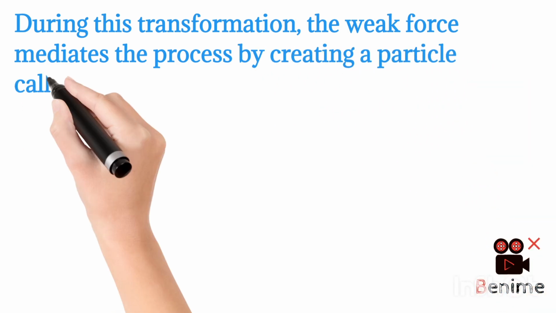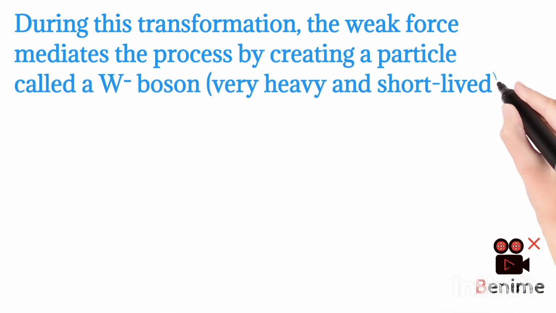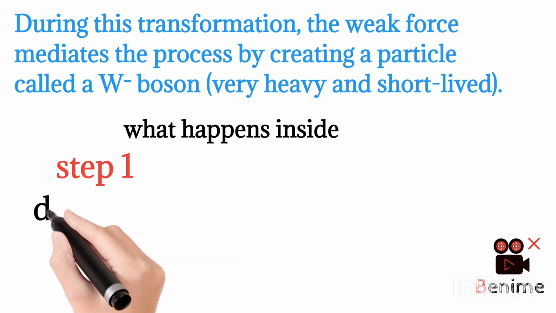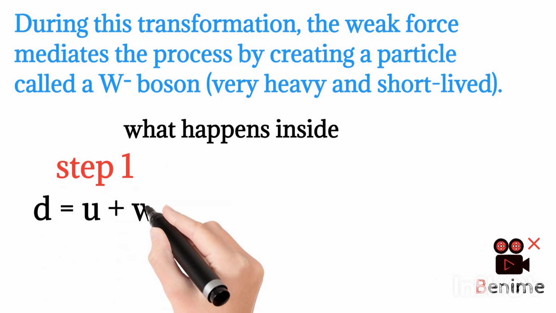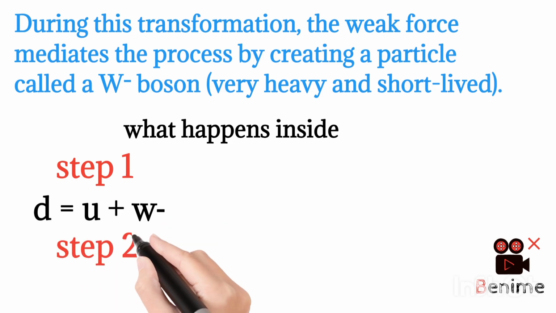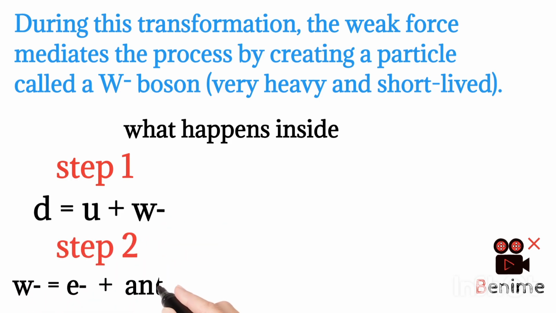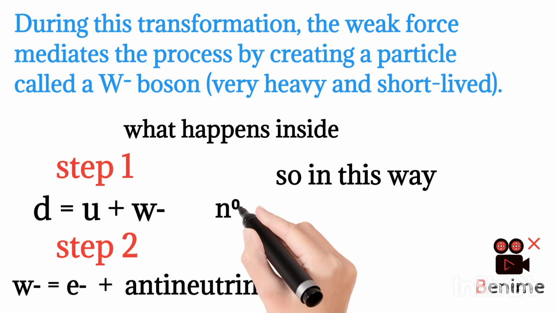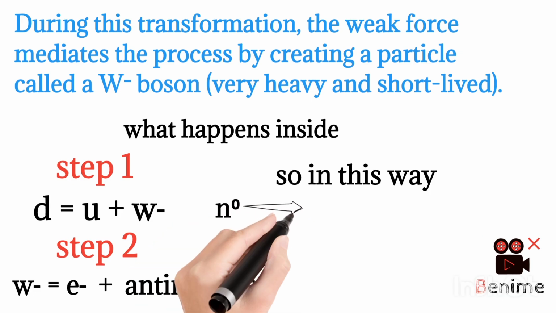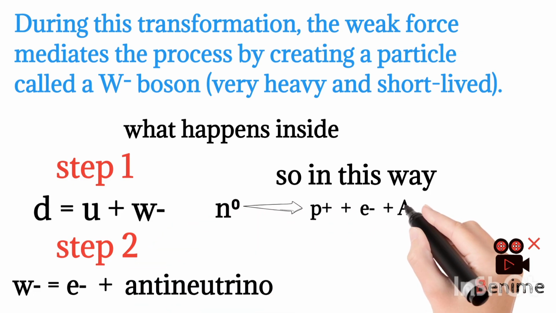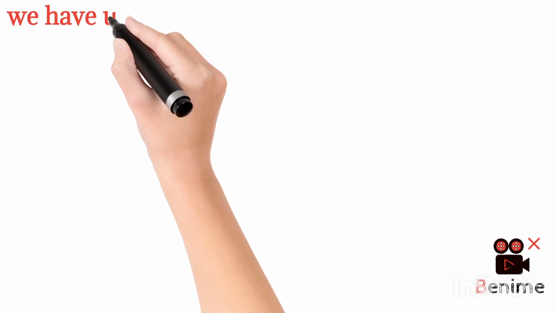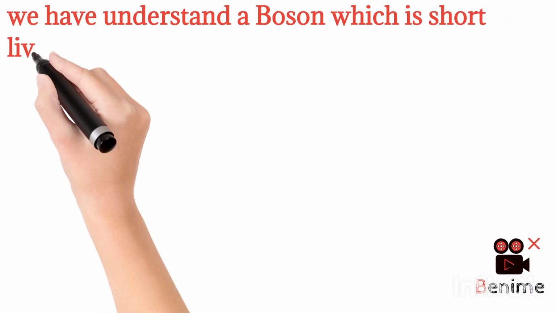Weak nuclear force not only allows quarks to change, but during transformation it also mediates the process by creating a negative boson, which is heavy and short-lived. Due to this, the boson turns into an electron and an antineutrino, which gives us the whole relation of beta minus decay: a neutron decays into a proton plus an electron plus an antineutrino. But here, the question that comes to our mind is why we need antineutrinos.